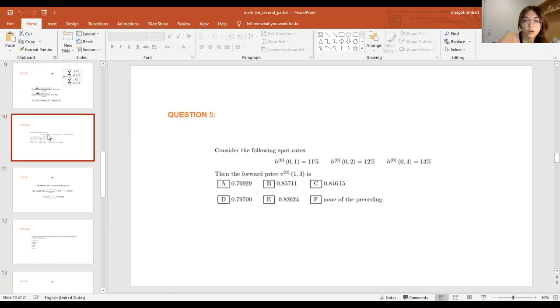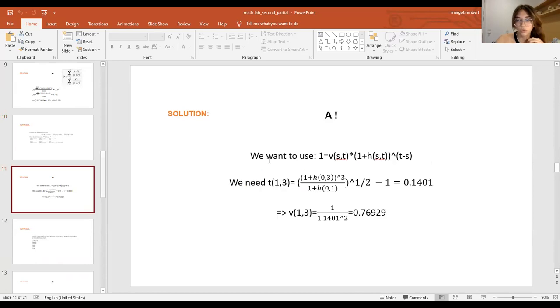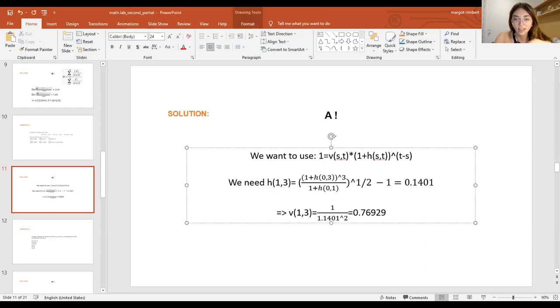Here, what you want at the end of the day is the forward price. You know you're going to use this formula that links the forward price and the spot rates. But the problem is that in order to have the forward price from 1 to 3, you need H from 1 to 3. And here they only give you H from 0 to 1 and from 0 to 3. So you've got to remember this formula that links H from 1 to 3 to H03 and H01.